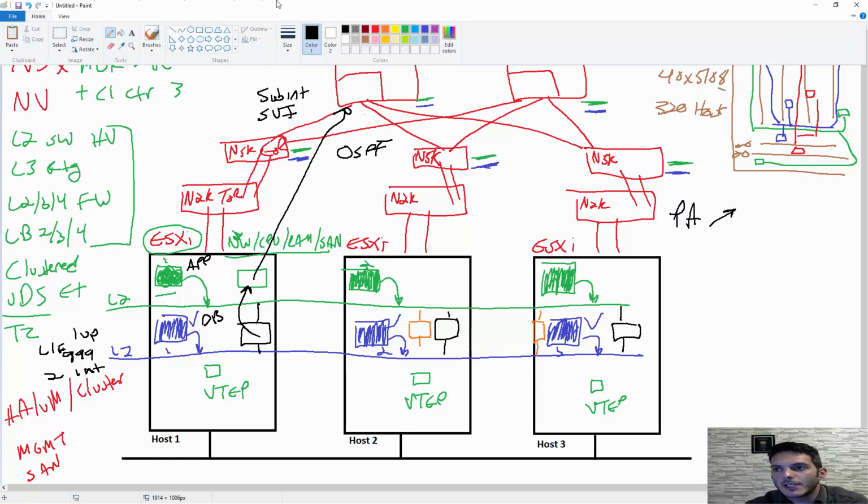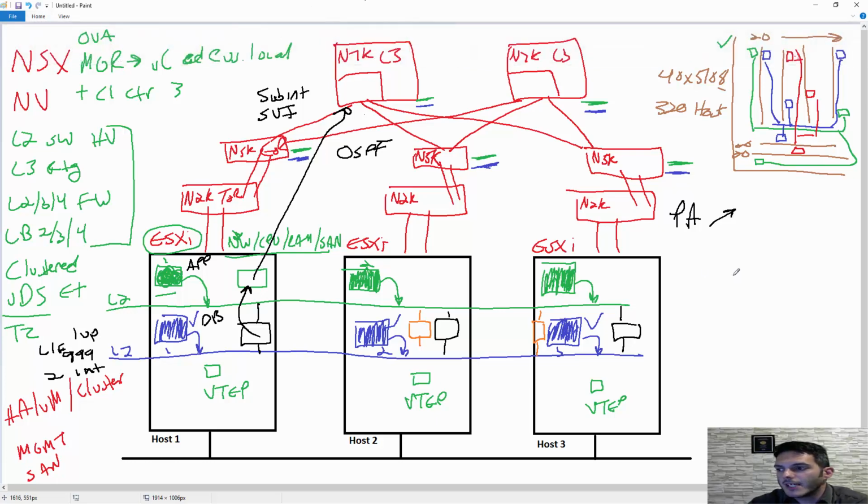Now, I've mentioned VXLAN here. Let's talk about that for a moment. VXLAN, or Virtual Extensible Local Area Network. What does that mean? Well, don't let the term VXLAN scare you. All this is really is just a bigger, newer VLAN.